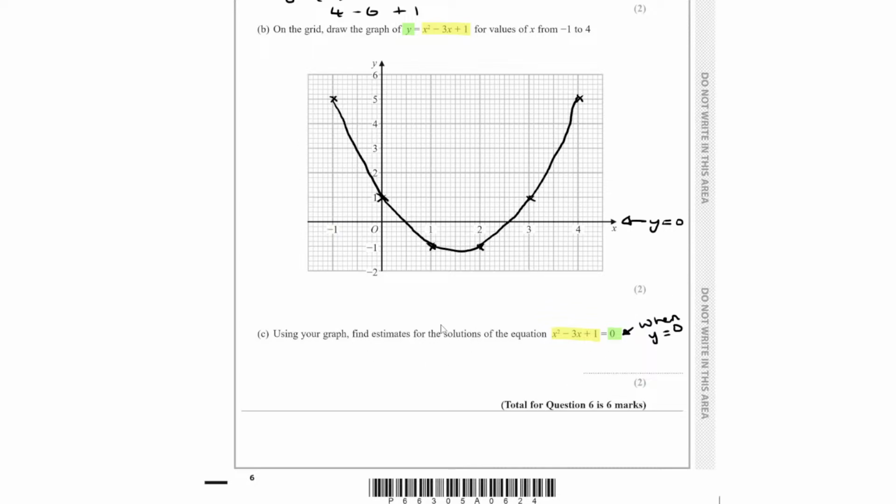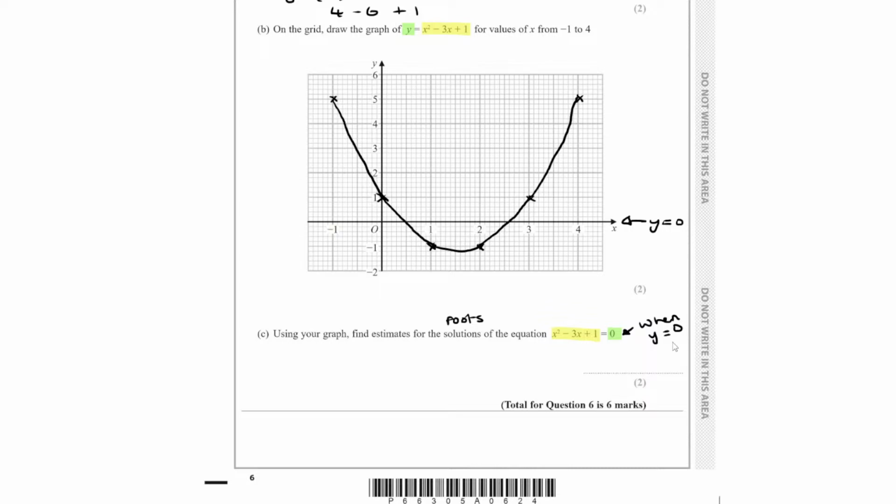So they've said solutions. You might see it. They also sometimes say roots. If they say roots, exactly the same thing. Solutions, roots. Same word, really. It's kind of a synonym. So find estimates for the solutions. So the solutions, we just want x because we know that y is 0. So we're only looking for x.